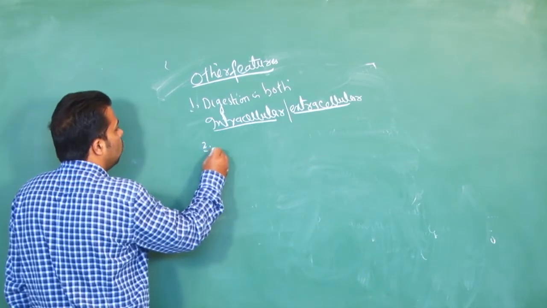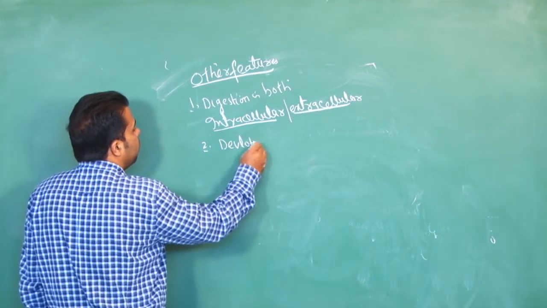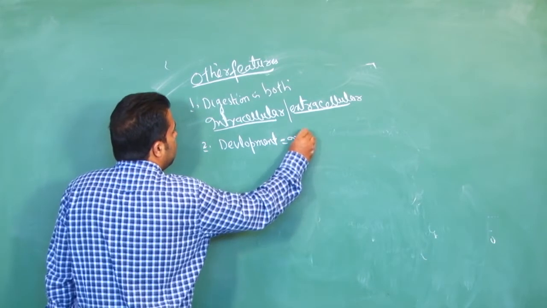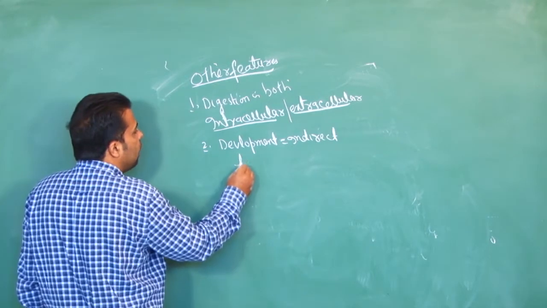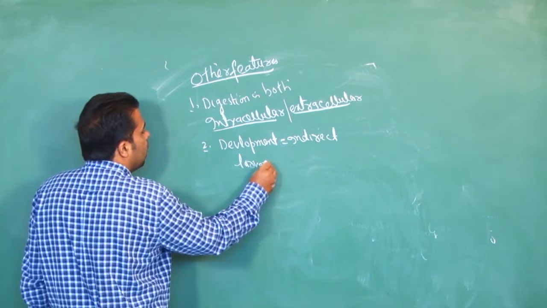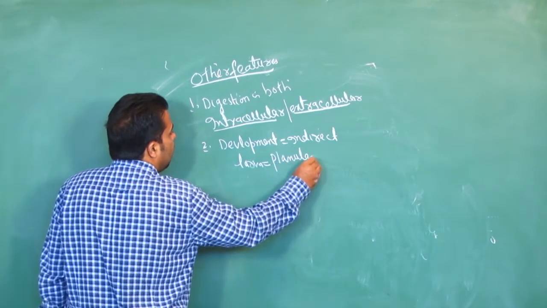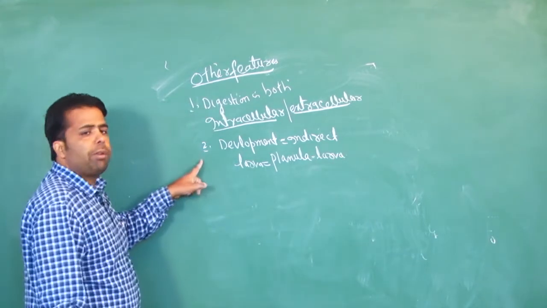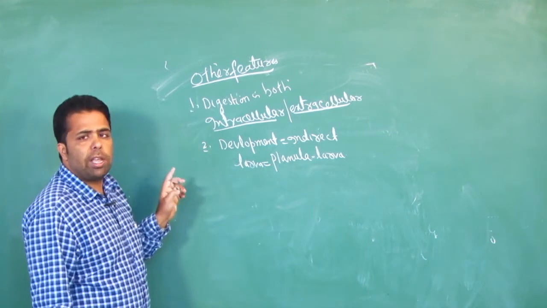Point number 2, development is indirect. Development of Coelenterata is indirect, means there is a larval stage. A larva is formed. What is the larva called as? Larva is called as planula larva. Planula. In some coelenterates, development is also direct. So development is both indirect as well as direct.